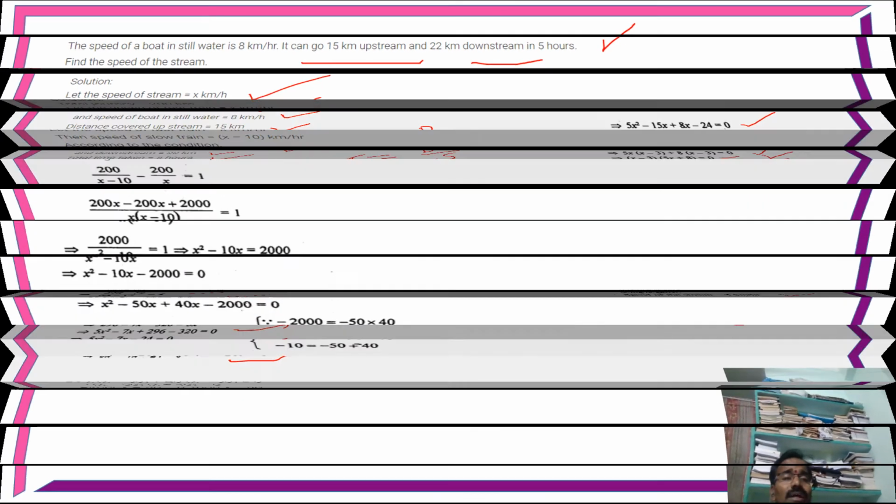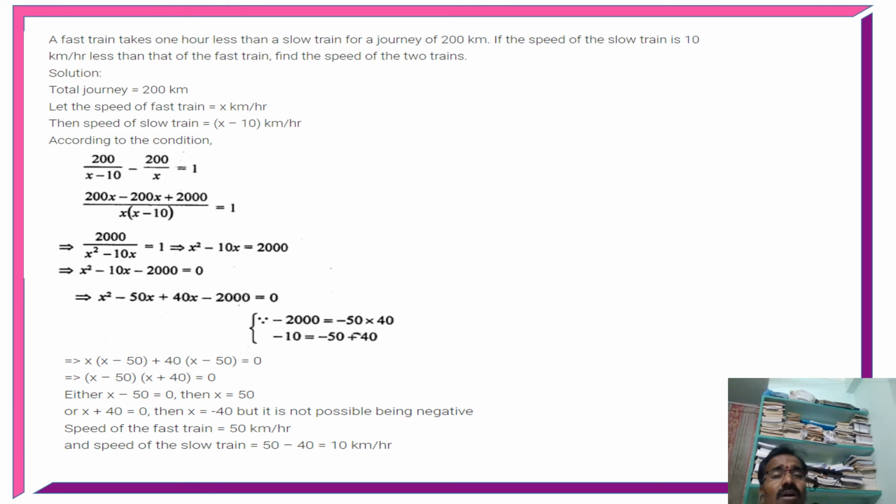So the next problem: the fast train makes a 200 km journey, so the distance is 200 km. Let us take the speed of the fast train as x km per hour. The slower speed is 10 km per hour less, so x minus 10. Then apply the time formula. It is taking 1 hour more. Whenever it is slower, the passenger train will take more time than the express train. So the time taken by the passenger train, the slower train, minus the time taken by the express train equals 1.